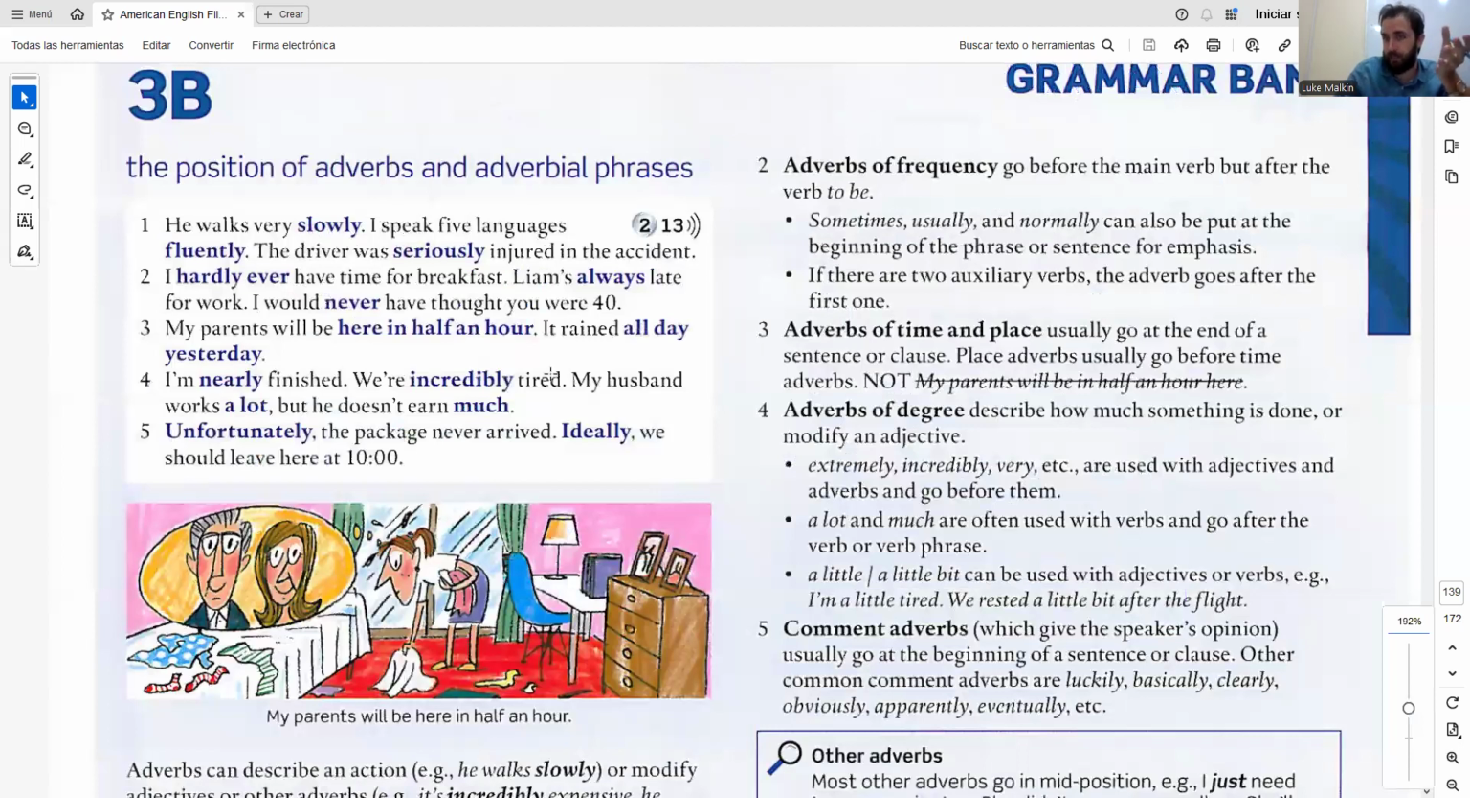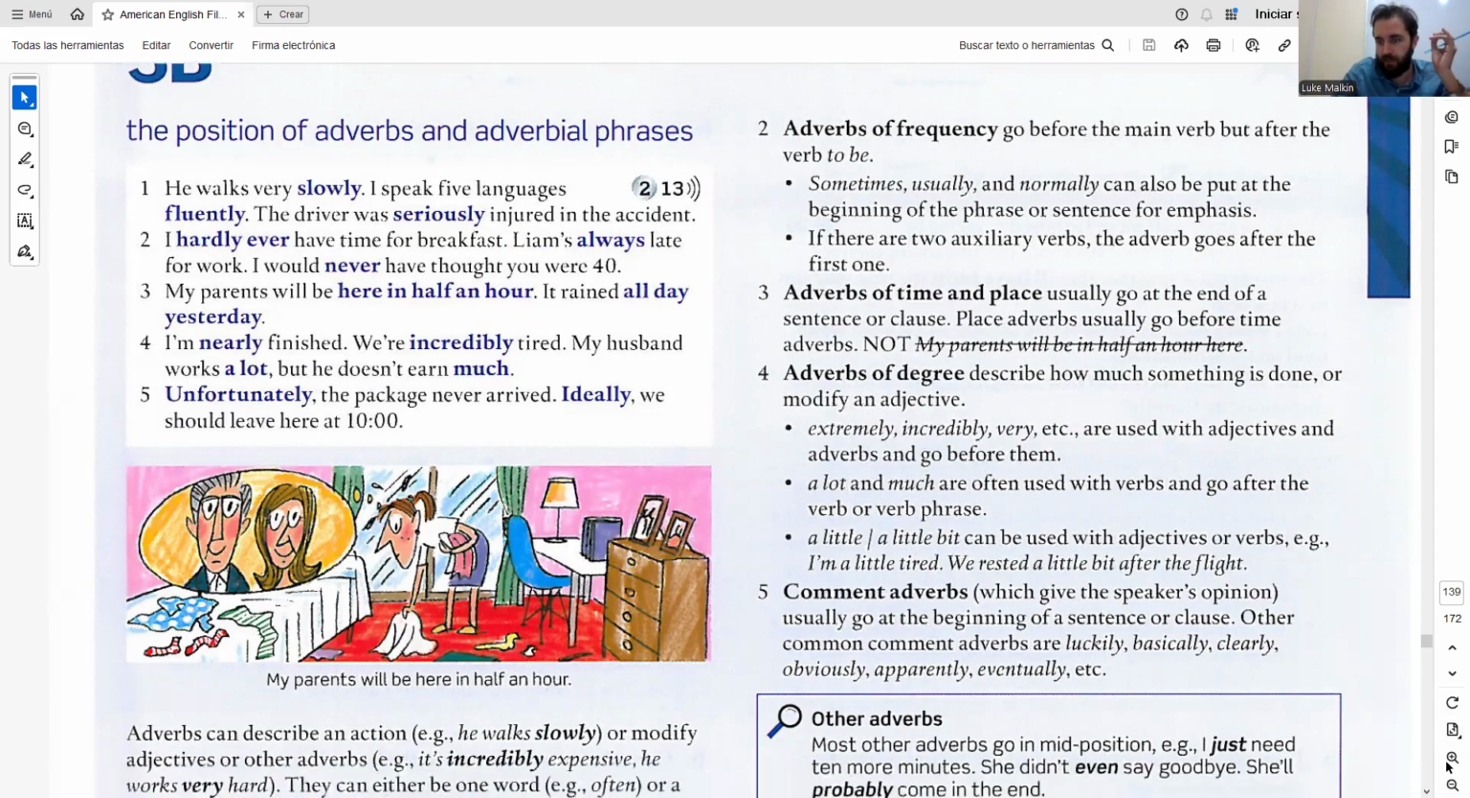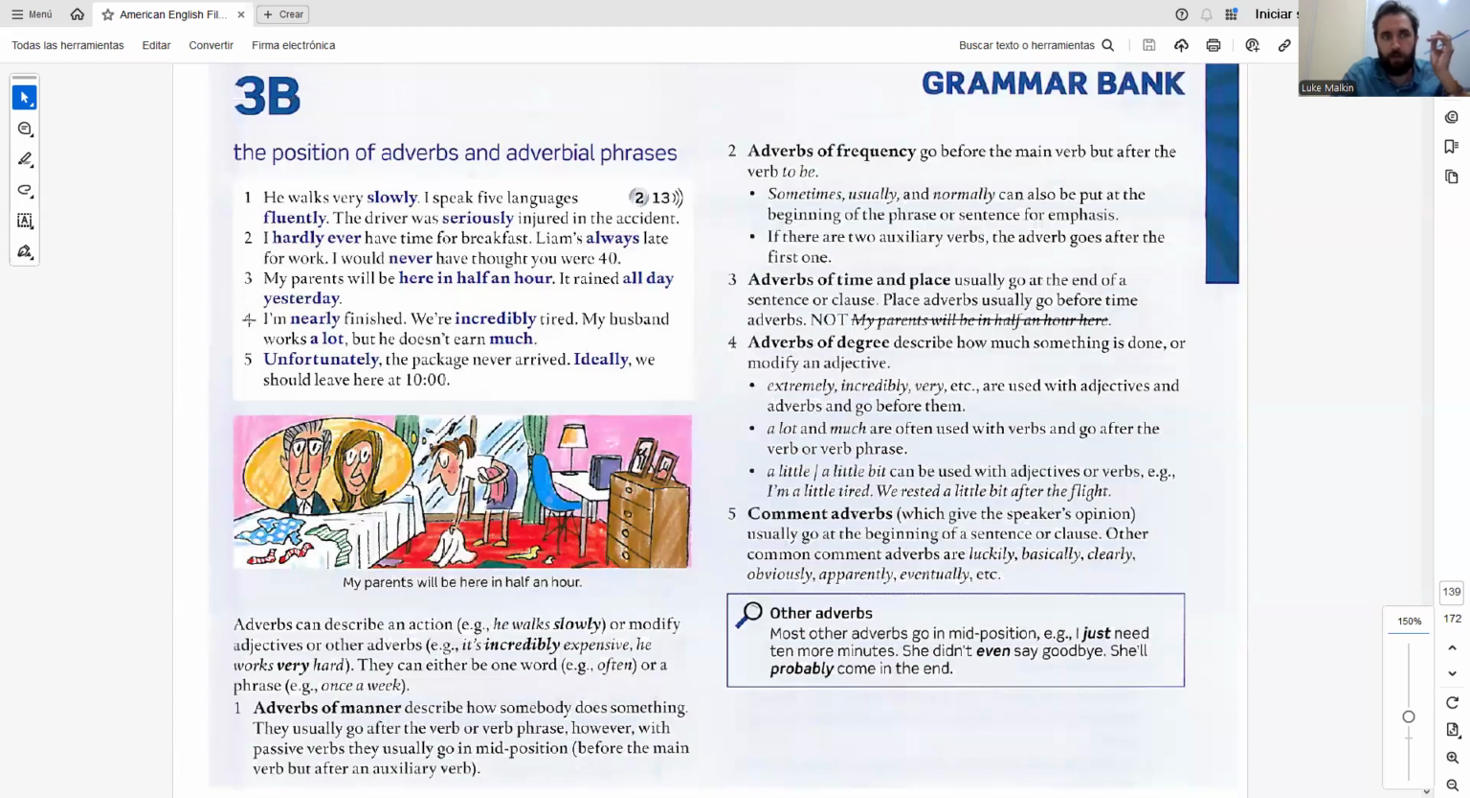It's Unit 3B, the position of adverbs and adverbial phrases, because sometimes adverbial phrases, a group of words working together, give us more of an idea about the verb they are describing. Example: he walks very slowly. I speak 5 languages fluently. The driver was seriously injured in the accident. So this is an adverb that describes the action or modifies the adjectives, in other words.